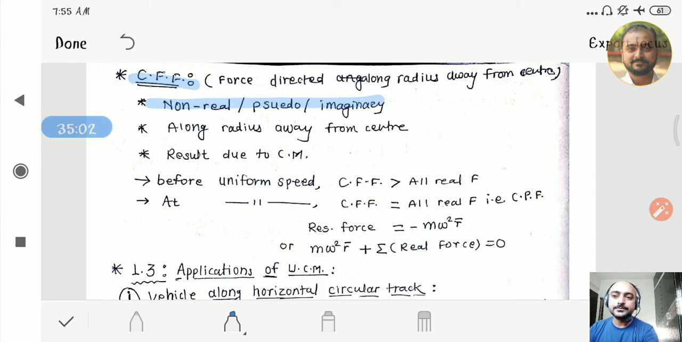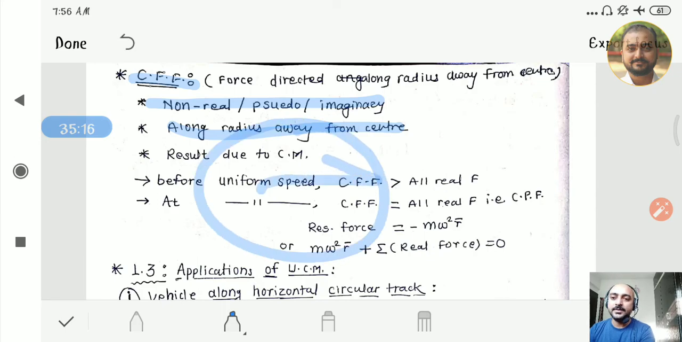So the second thing, this force is along the radius, away from the center. The force is always along the radius but away from the center of the circle. Like this, away from the center of the circle. This force is the result of circular motion. Means if circular motion is produced there, the centrifugal force is produced.